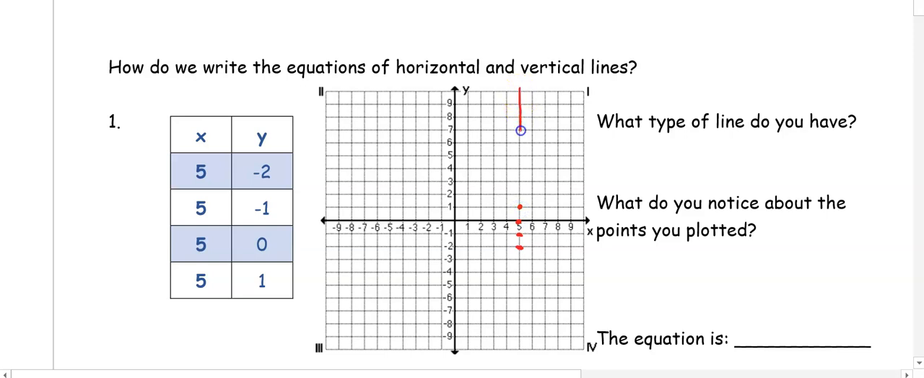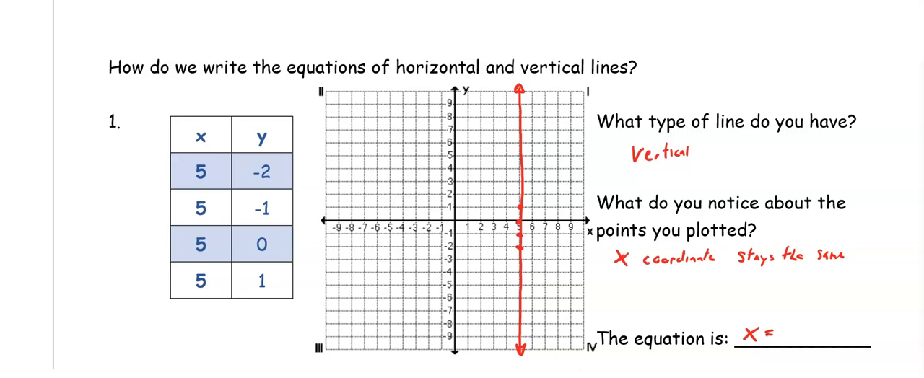With those points, if I draw a line, my line is going to be going up and down, which means that we have a vertical line. What we notice when we plotted them, and if we look at the table, is that the x coordinate stays the same. So we're going to have x equals the number that repeats. In this case, it would be an equation of x equals 5.